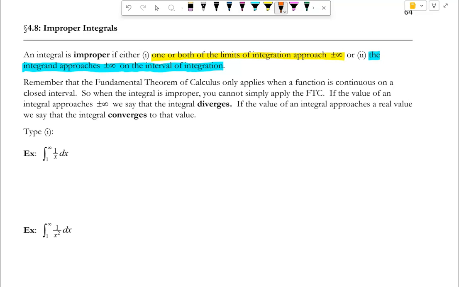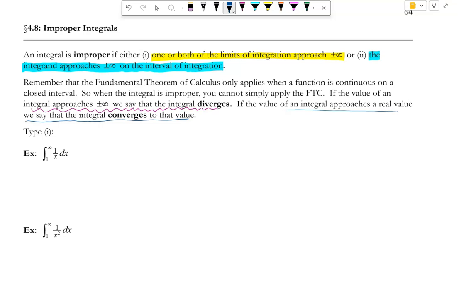So we know that when we were learning about infinite series, it is possible that we could have a region that adds up to a finite area, but that's only going to happen if our function gets to 0 fast enough. So our area could approach infinity, and if that happens, we're going to say that the integral diverges. In other words, if the value of our integral approaches plus or minus infinity, the integral diverges. If the value of an integral approaches a real number, a real value, then we can say that that integral converges to that value. So we have to have a particular procedure.